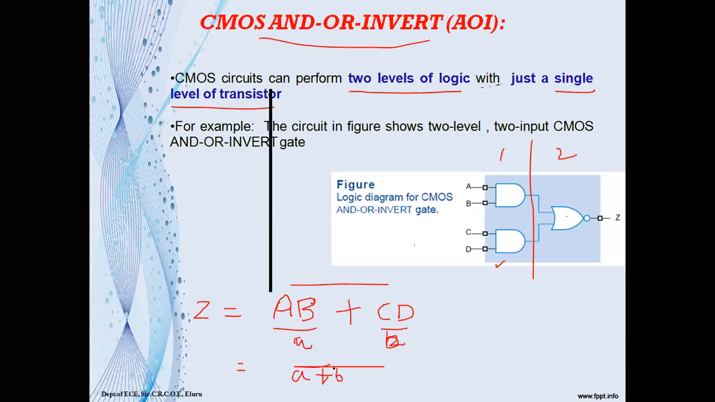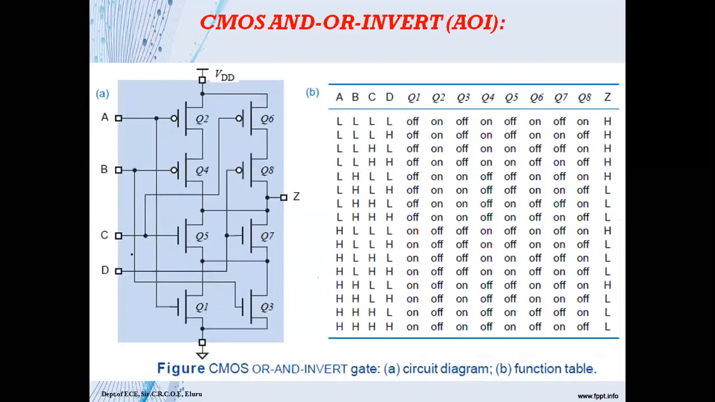Let's come to the circuit diagram here. So here we have a total of 8 transistors. Out of the 8, 4 transistors are NMOS transistors and 4 transistors are PMOS transistors. I will show this in a rearranged form so that you can understand it easily. So let's move on to that.